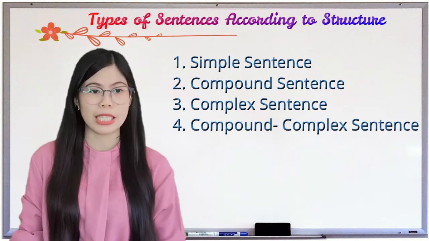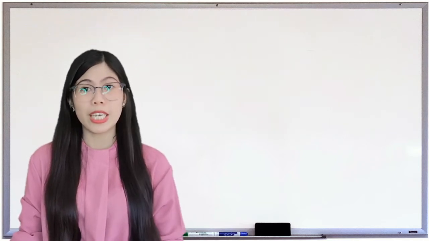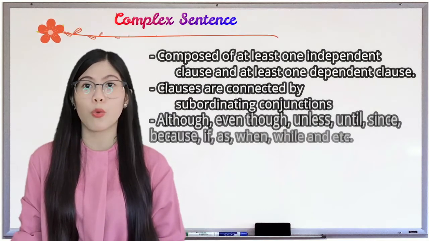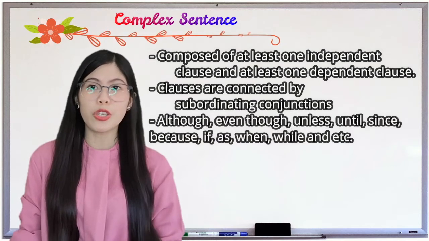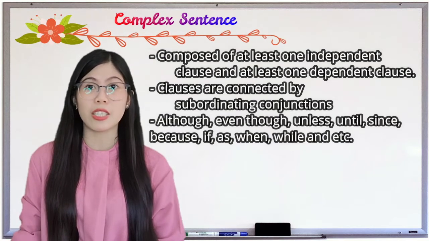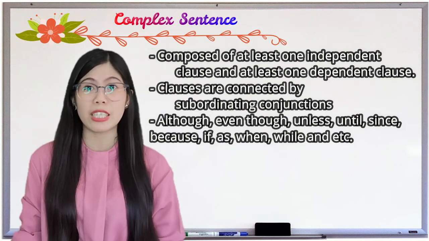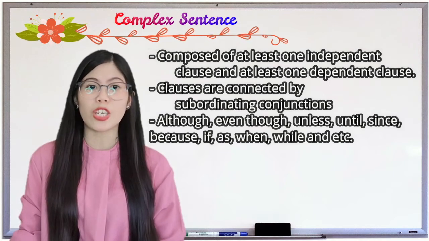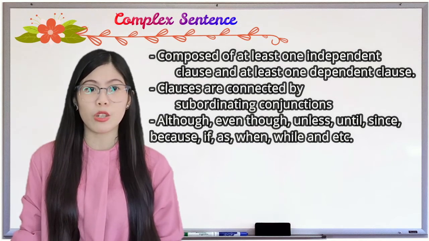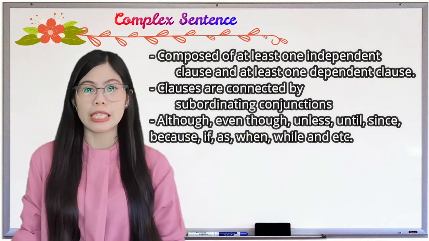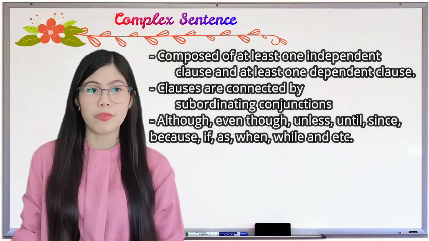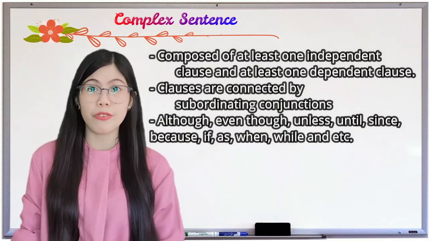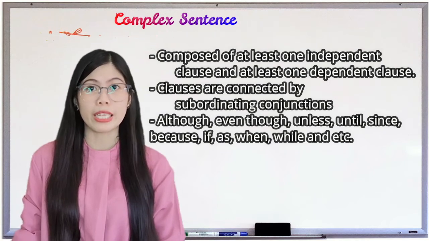So what is a complex sentence? When we say complex sentence, it is composed of at least one independent clause and at least one dependent clause. Another way to identify if the sentence is a complex sentence is when you find a subordinating conjunction in a statement. A subordinating conjunction is used to connect an independent clause and a dependent clause. Examples of these are although, even though, unless, until, since, because, if, as, when, while, and etc.